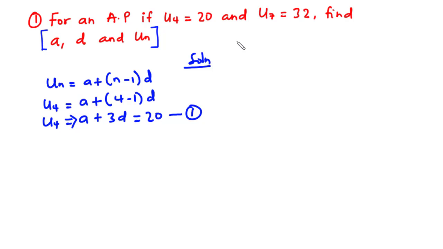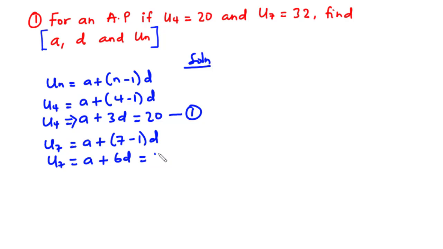Now let's do same for u7. So we have u7 equals a plus 7 minus 1 multiplying d, and then 7 minus 1 is 6, so we have a plus 6d, and then that is equal to 32. Let's call this equation 2.